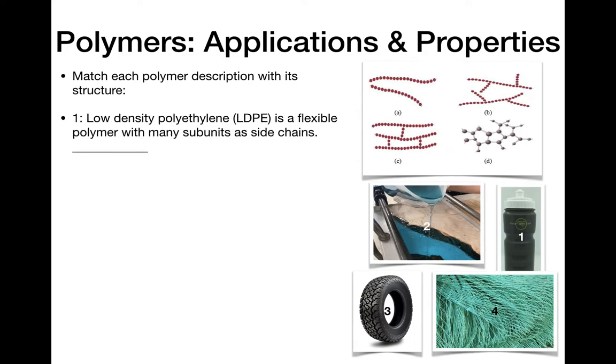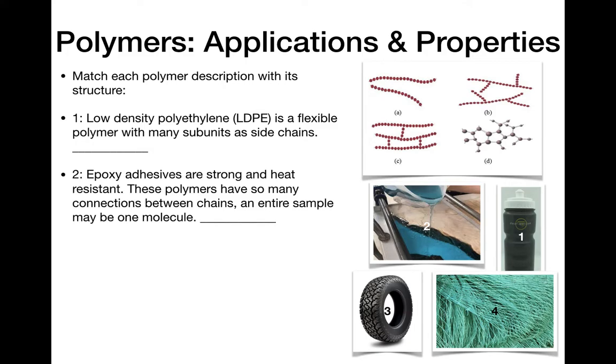So number 1, low-density polyethylene, LDPE, is a flexible polymer with many subunits as side chains. That's like this water bottle, which is made of LDPE. It's one you can press with your hand and squeeze to squirt the water out, so it's pretty flexible. Which kind of polymer is that? Number 2, epoxy adhesives like this one here. This is epoxy being poured. They're very strong and heat resistant, and these polymers have so many connections between chains that an entire sample could be one molecule. So which type of polymer do you think that one is?